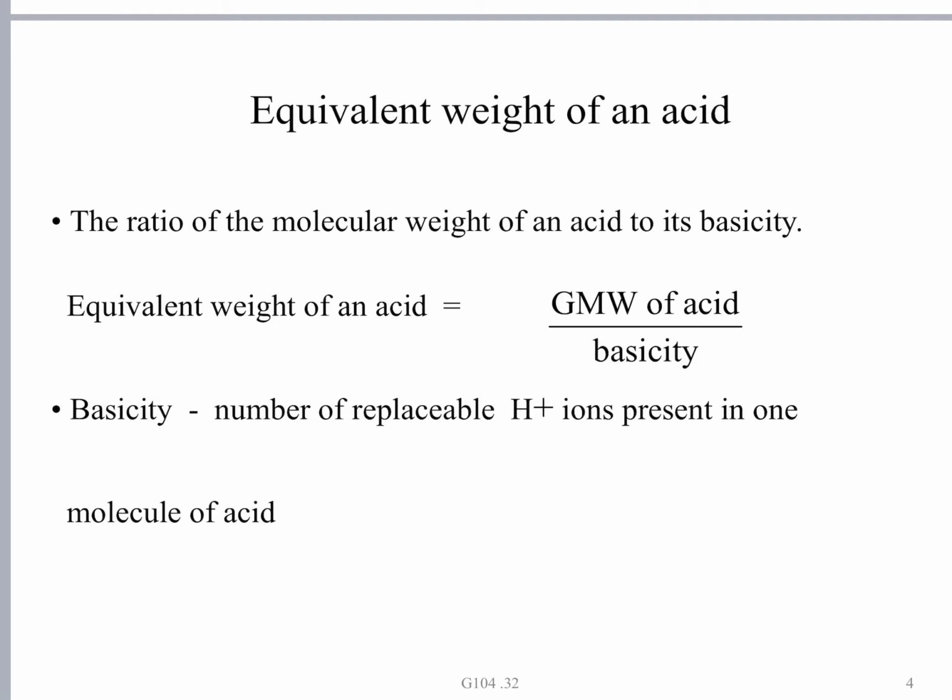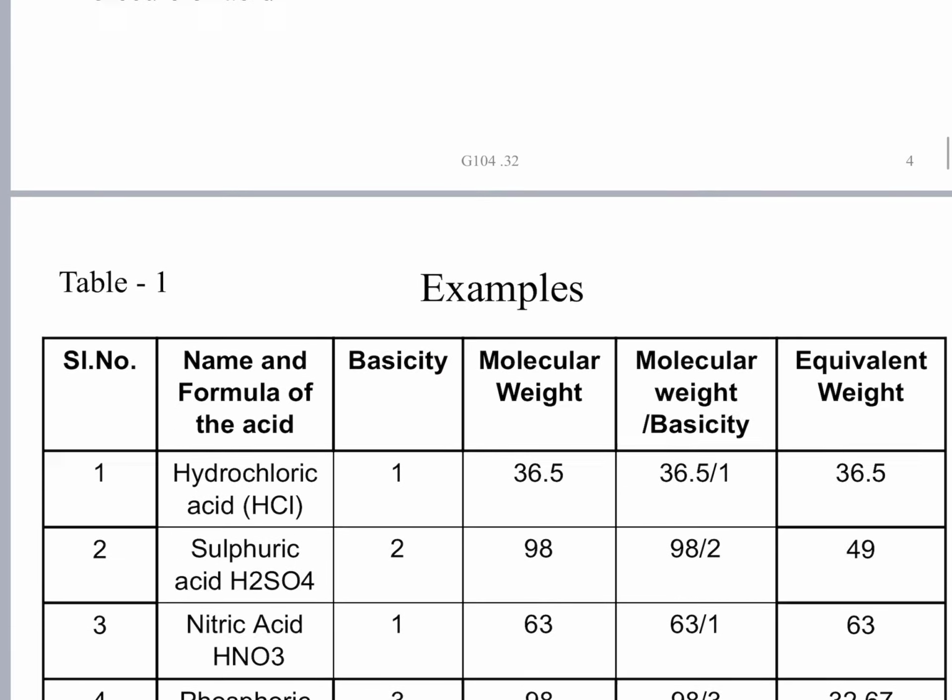So mathematically, you can write a formula that the equivalent weight of an acid is equal to the gram molecular weight of the acid divided by its basicity, gram molecular weight by basicity. Now we will try to work out a problem and see how it works out.